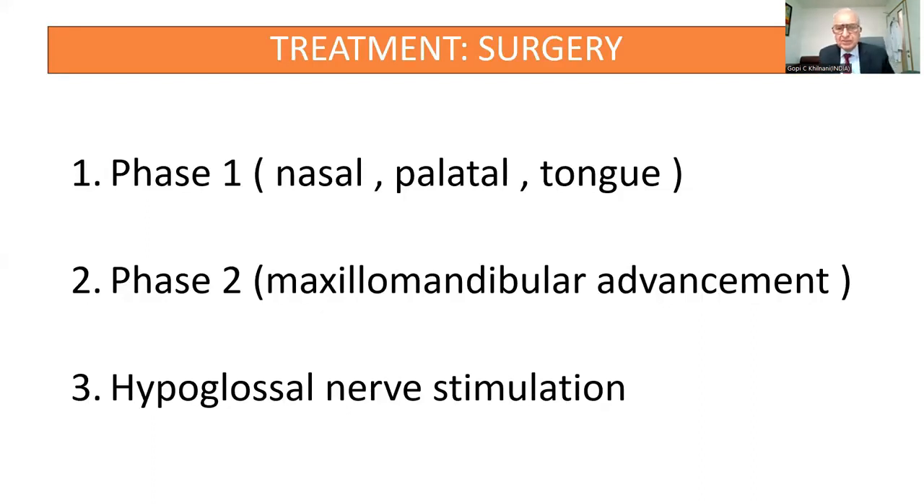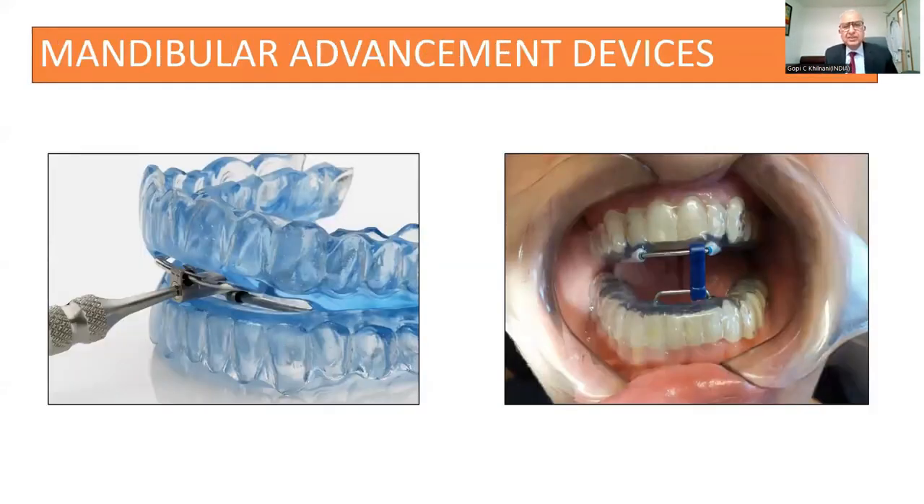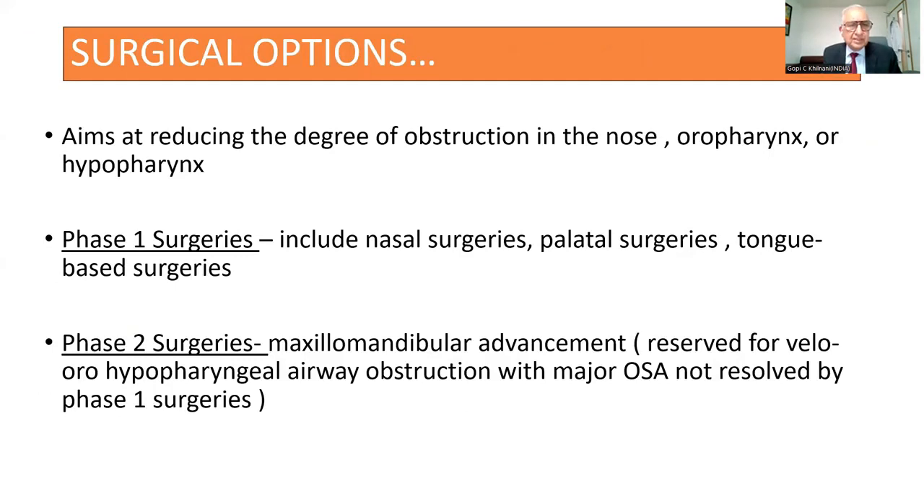Of course, surgery, you will be listening to a full lecture, so I'll not be talking about it. There are nasal, palatal, and tongue surgery and maxillary. These things will be discussed in detail, so I'm not touching it. And these are the mandibular advancement devices, which I am not an expert on. But it should be understood that dental appliances are useful only in mild to moderate OSA. They are never useful for severe OSA.